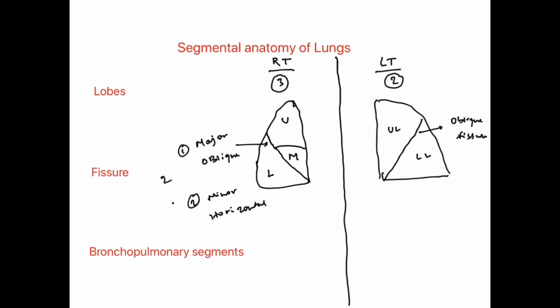The lobes of the lungs are further divided into multiple segments, which are known as bronchopulmonary segments. Each bronchopulmonary segment contains one artery plus vein plus the bronchial supply of that bronchopulmonary segment.